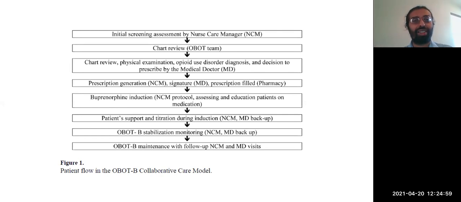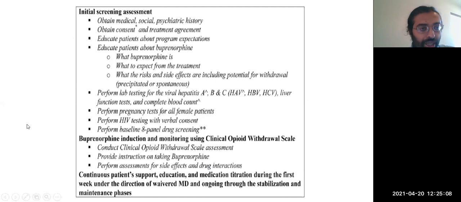So this is really what started us as a nation thinking about team-based approaches. And many other models have evolved. Next slide, please. And this one is there for reference, where I've included what the initial screening assessment, again, led by the nurse care manager with special training, what sort of things are included in it. And I've really just kept it there for reference.